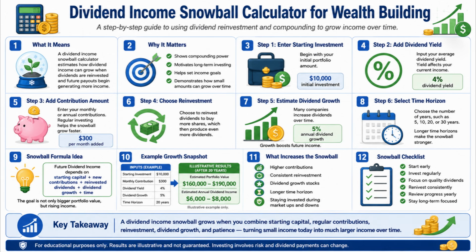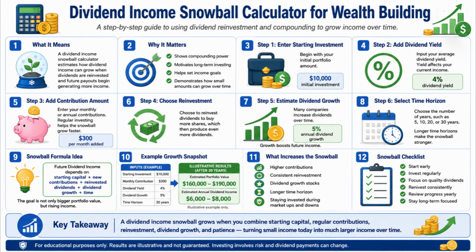Moreover, the calculator can also be understood through a simple formula idea. Future dividend income depends on starting capital, new contributions, reinvested dividends, dividend growth, and time. This means the goal is not only to build a bigger portfolio value, but also to create rising income year after year. For example, if an investor starts with $10,000, adds $300 per month, earns a 4% dividend yield, and benefits from 5% annual dividend growth over 20 years, the results can become very impressive.